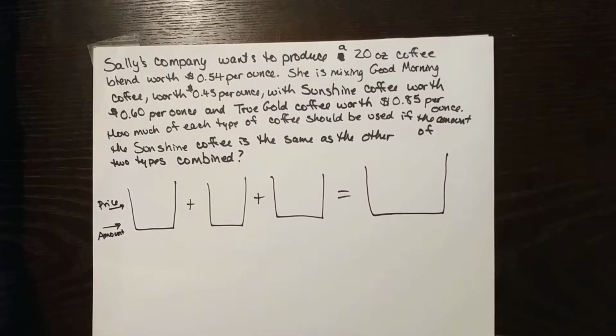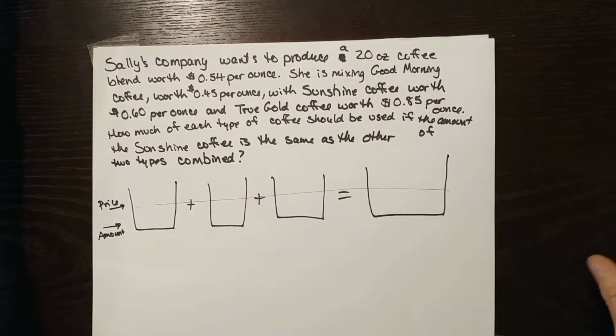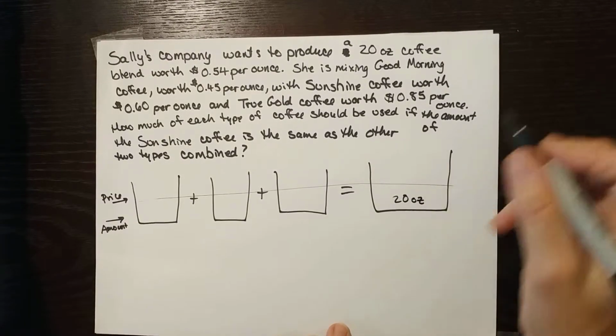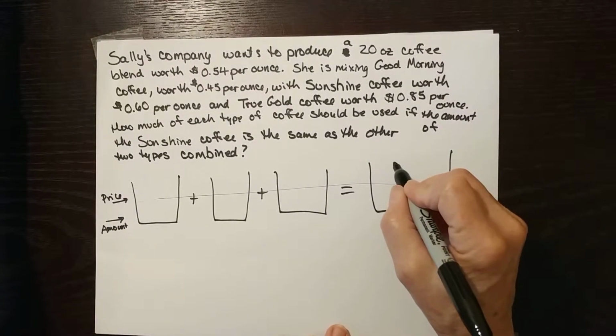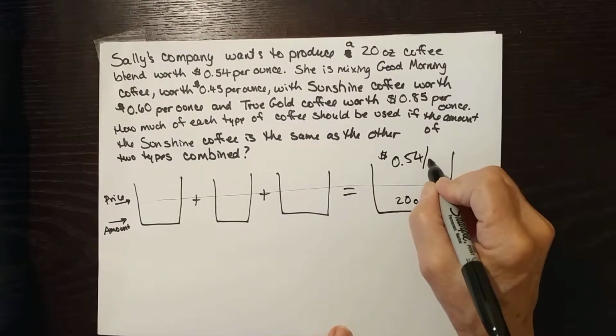So if you like to, you can draw a divider line in the bottom half of your beaker, you can put the amount, and in the top you can put the price. Sometimes people like to think of it like that. So she wants to produce a 20-ounce coffee. So the amount that she's going to end up with is 20 ounces. And the price of her final product is supposed to be 54 cents per ounce.